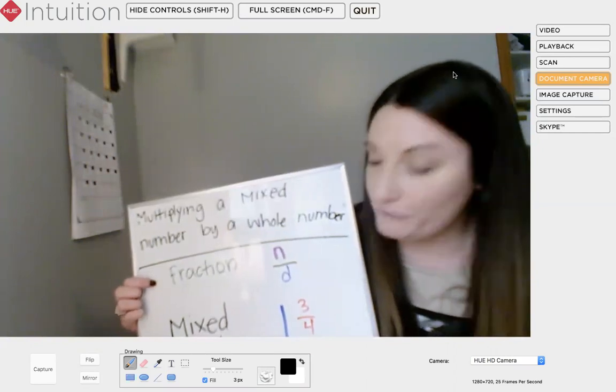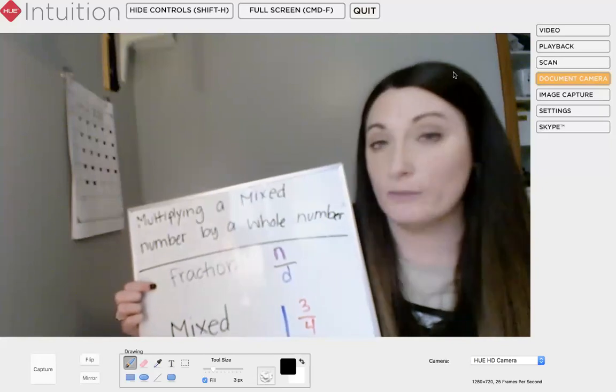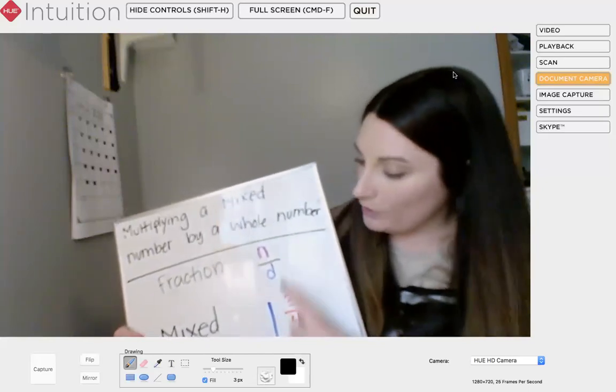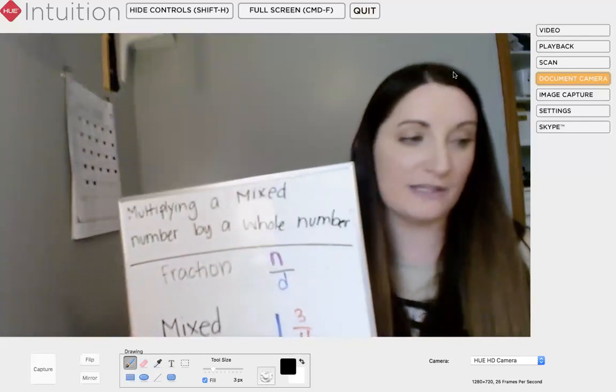First, let's start with what a fraction is. Remember, a fraction is a part of something. It's not a whole number like 5. It is a part. It's not a full whole number. And we always have the numerator on top and the denominator on bottom. So a fraction is a part of something.